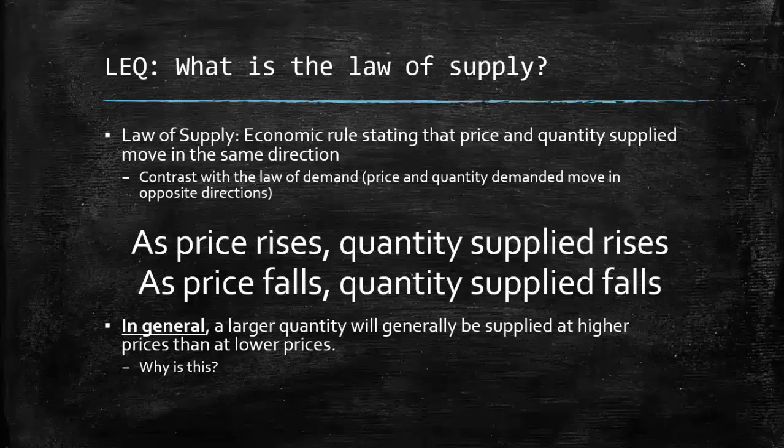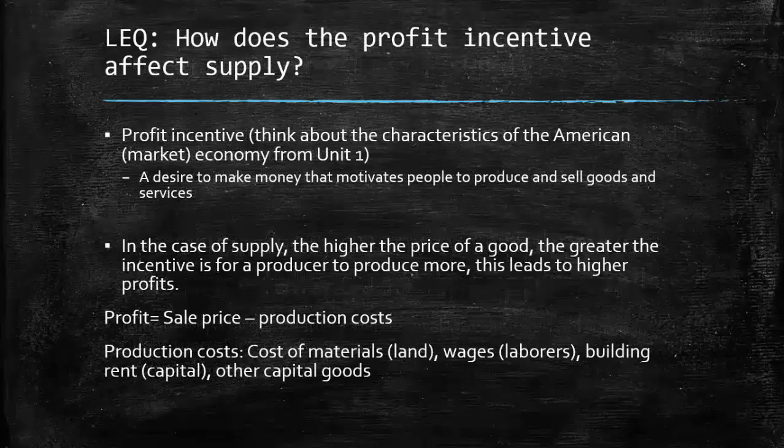If you think about the law of demand, the 3 factors that affect it are the real income effect, substitution, and diminishing marginal utility. There is another underpinning to the law of supply, and that underpinning is the profit incentive. I want you to star this, underline this, it is something you need to know. The profit incentive is a desire to make money that motivates people to produce and sell goods and services. That's why people get into entrepreneurship for the most part. They want to make money.